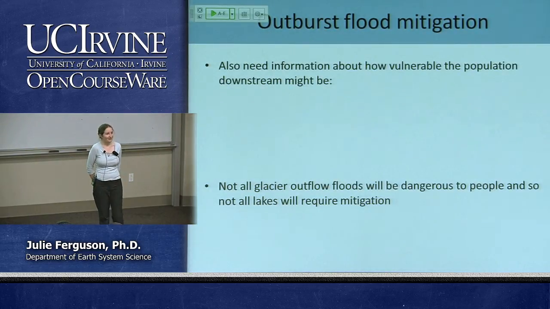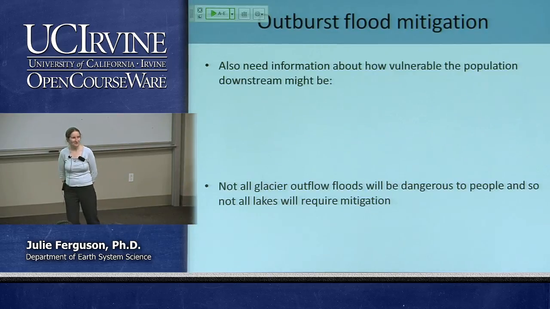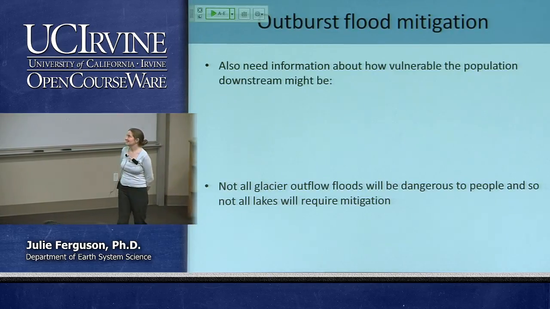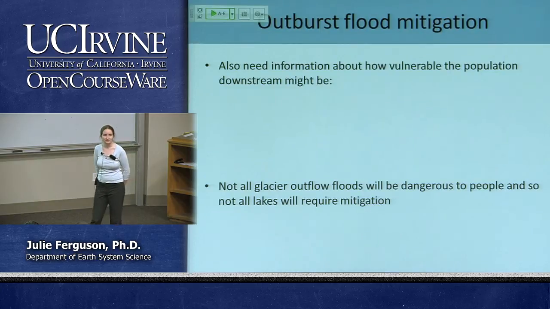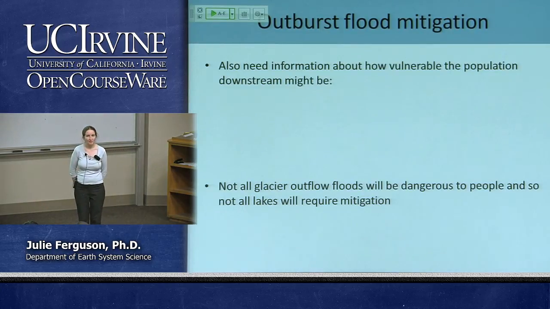So we're going to mitigate this hazard. I'm not going to give up on you guys yet. We also need to understand a bit more about how vulnerable the population downstream might be. So what sort of factors will vary the effect, how many people we might be able to affect? What sort of things might affect the vulnerability of downstream people?